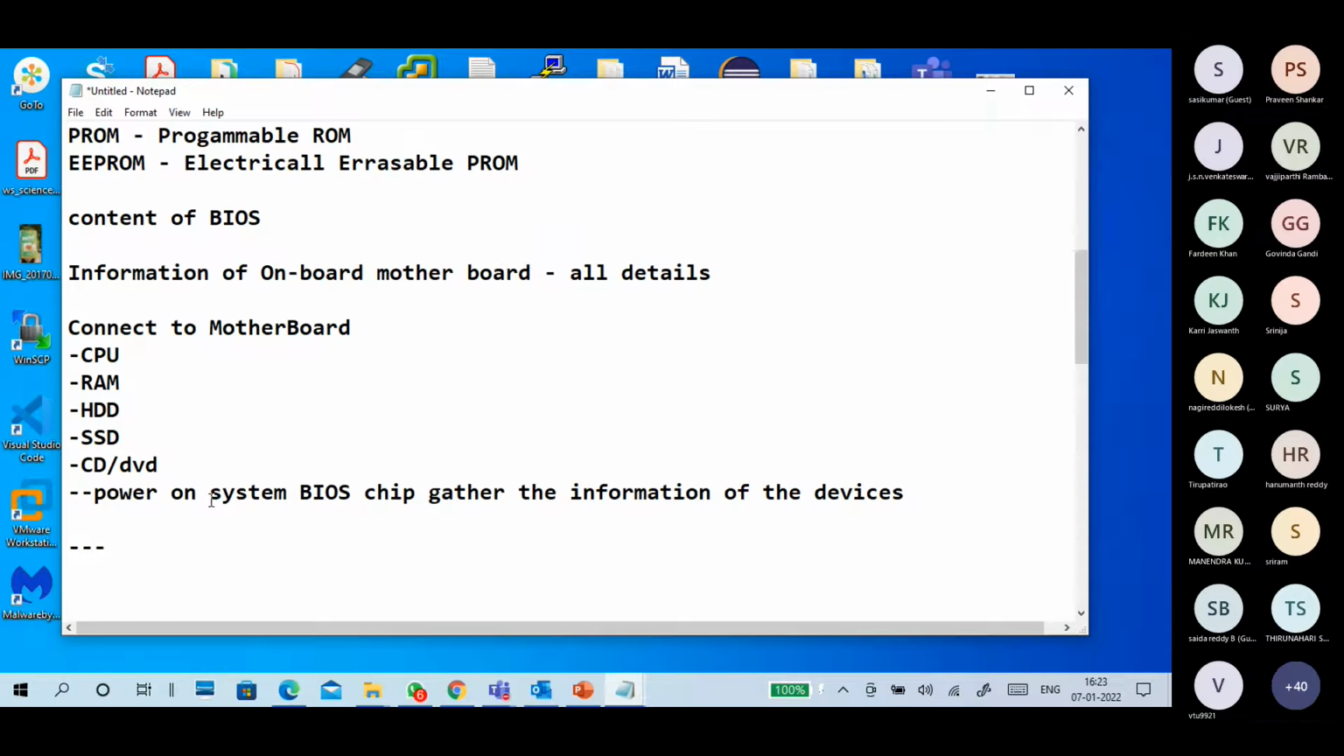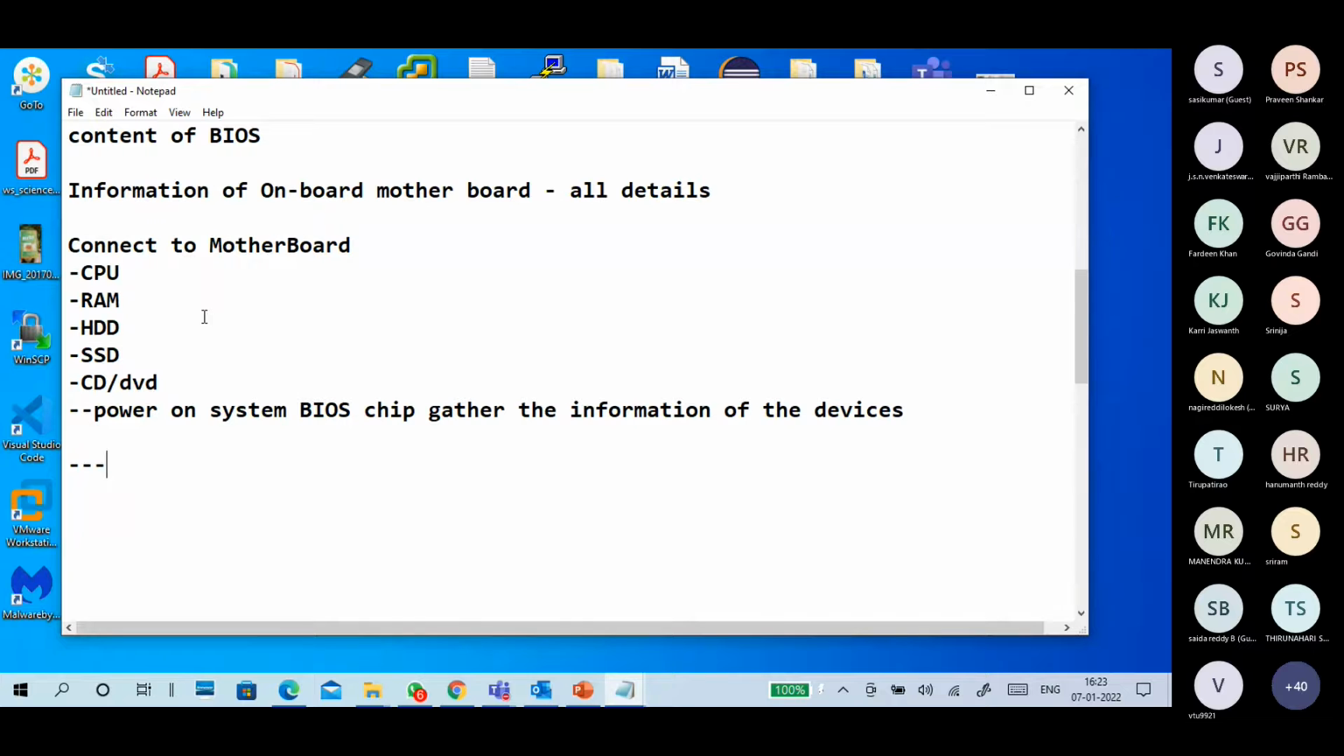Onboard motherboard information and the devices we directly connect on the motherboard, like CPU, RAM, hard disk, SSD, DVD kind of stuff. When you power on the system, the BIOS chip gathers the information of the devices and stores it. Okay, and stores it. Next, certain settings like boot priorities. Boot priority. Okay, what are the spellings?